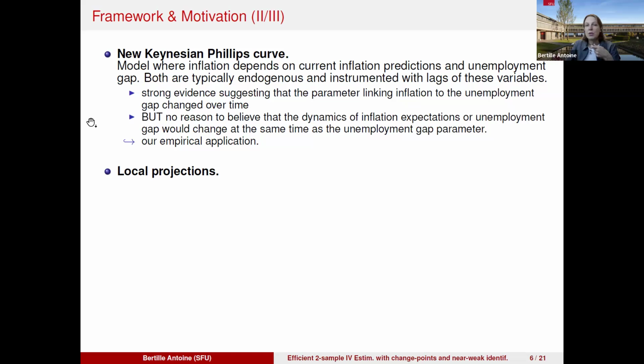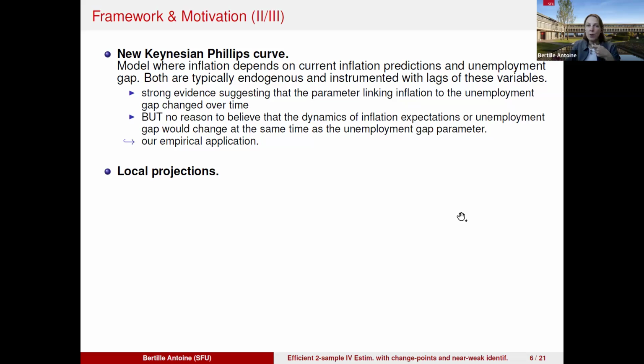But of course, there is no reason to believe that the dynamics of inflation expectations or unemployment gap would change at the exact same time as the unemployment gap parameter does, right? So this would be a situation where over a period of time, the reduced form would be relatively stable, whereas the structural form would experience these abrupt changes.